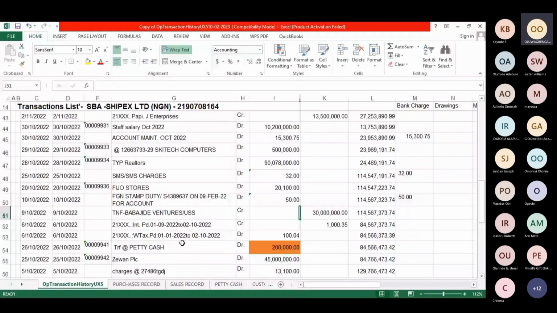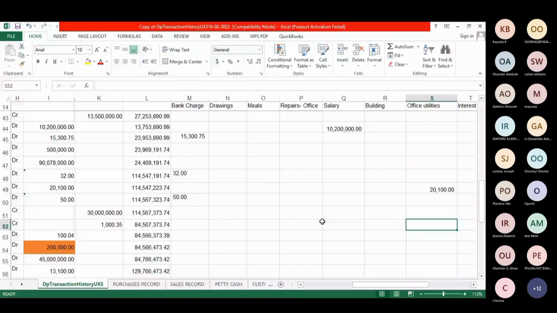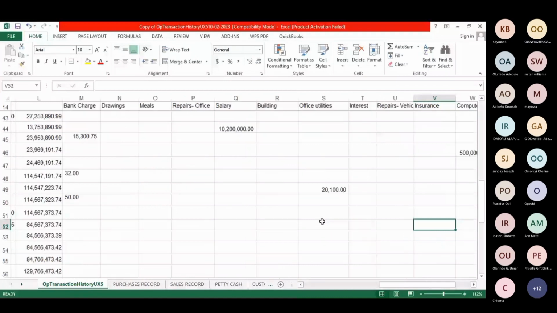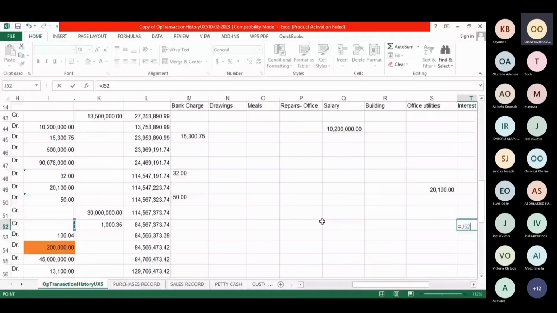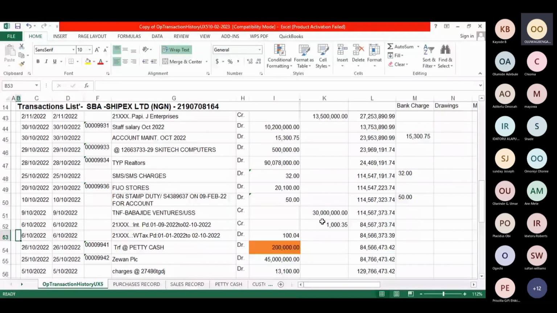So interest. This is an interest received from the bank. And on that interest, the withholding tax is charged following it. So I would say under bank charges.